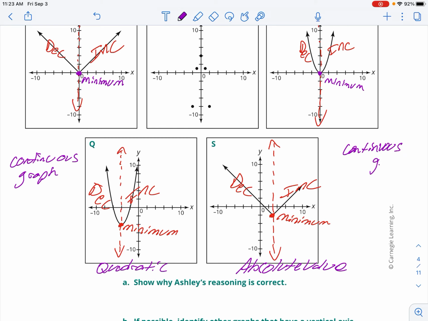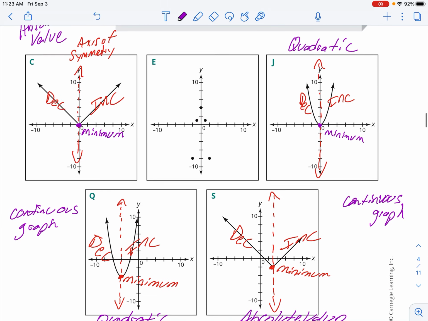But the one that I skipped over, and I'm going to come back to, is the one that is not connected. That is, again, what we call a discrete graph. Now, that discrete graph, it's hard to tell, but it is U-shaped. So this is another quadratic. It just so happens to be discrete.